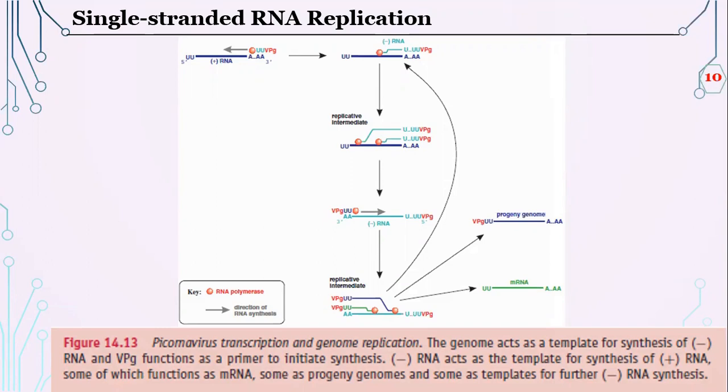Okay. So actually, when there is an RNA, one RNA, the polymerase will bind, but that will require VPg as a primer. This will require VPg, virus genome linked protein, as a primer. Wait for a while.